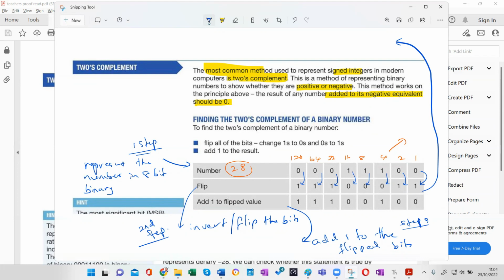Okay. So let's do it. We have 1, 1, 1. Right. I'm writing the flipped bits. 3 zeros. 2 ones.